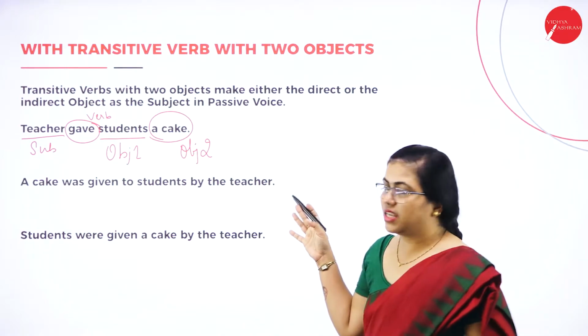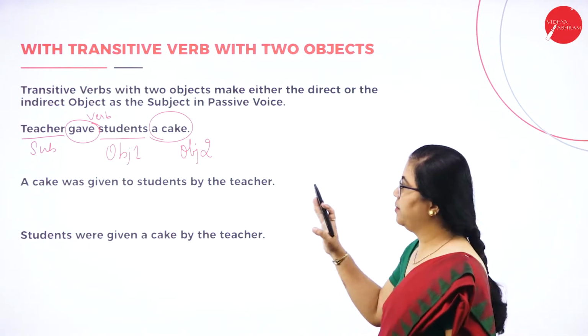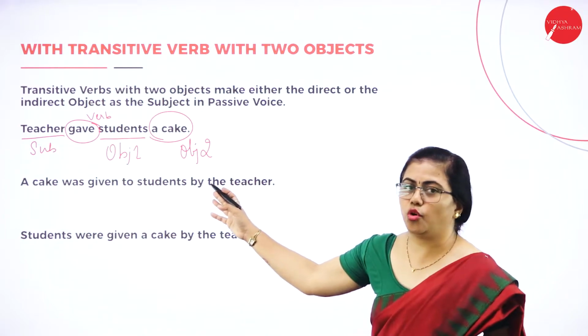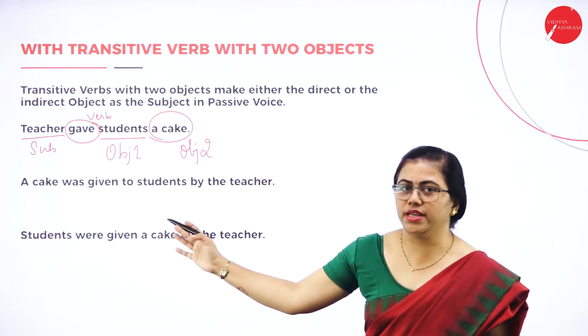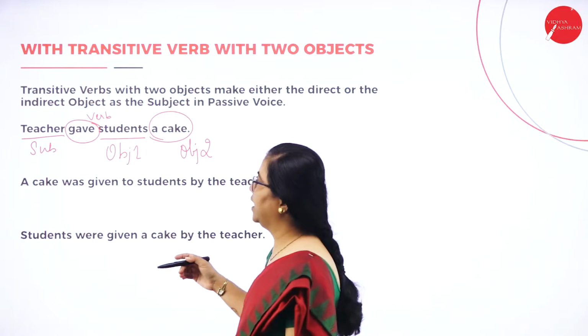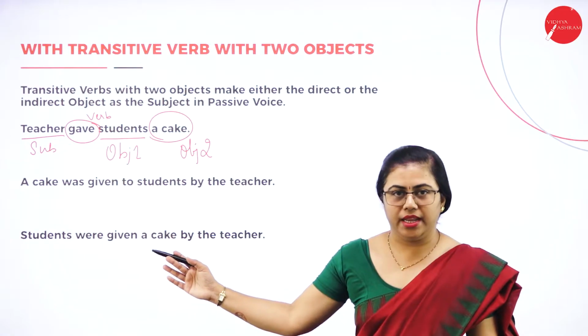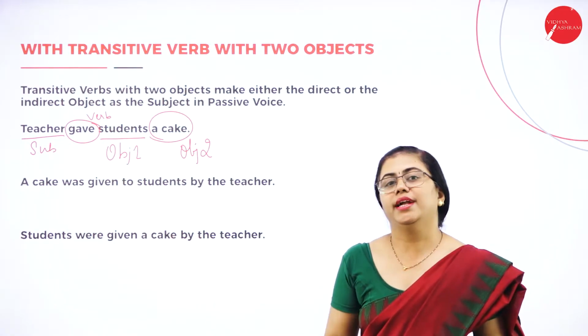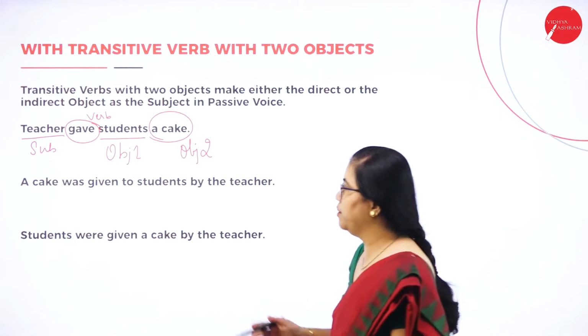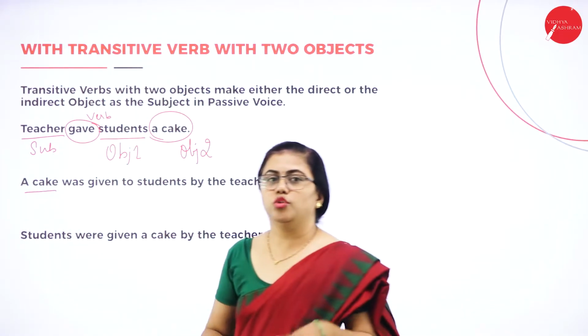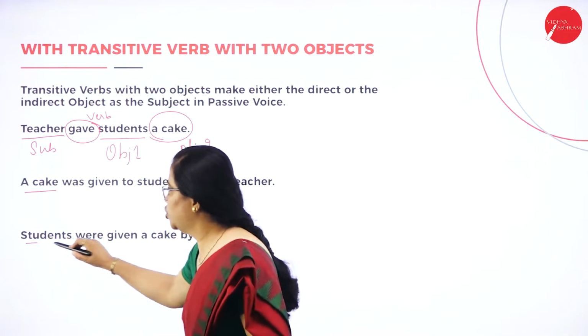So I'm just giving you an example of how to change it from active to passive. You already know that you have two objects. So how do you change it? You can put any one of those objects in the beginning, that is, in the subject. It is left to you whether you want to give importance to the cake or to the students.